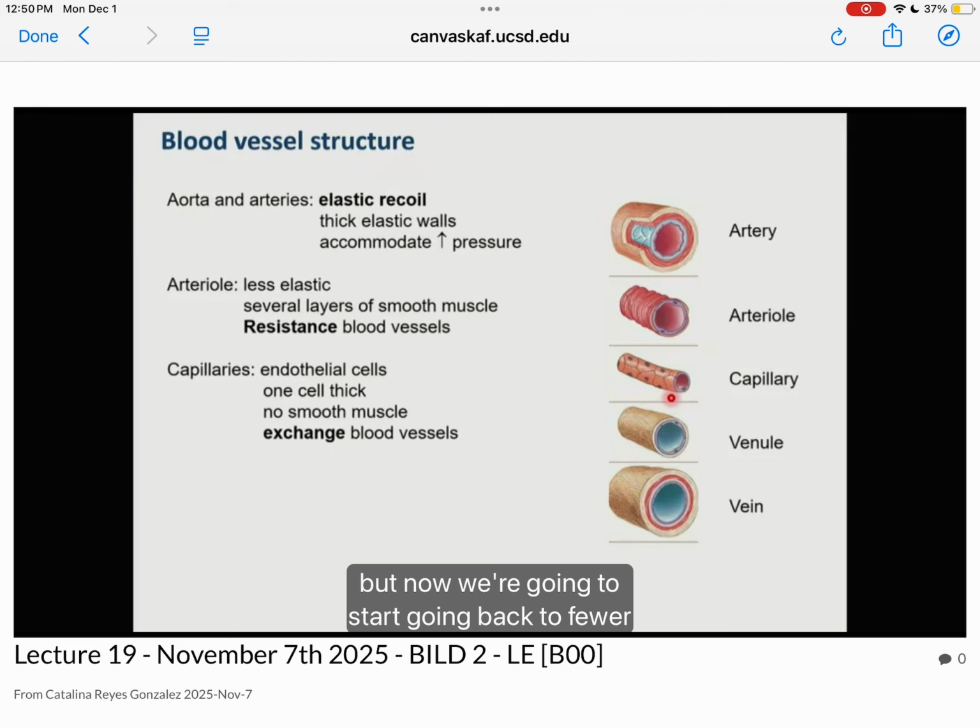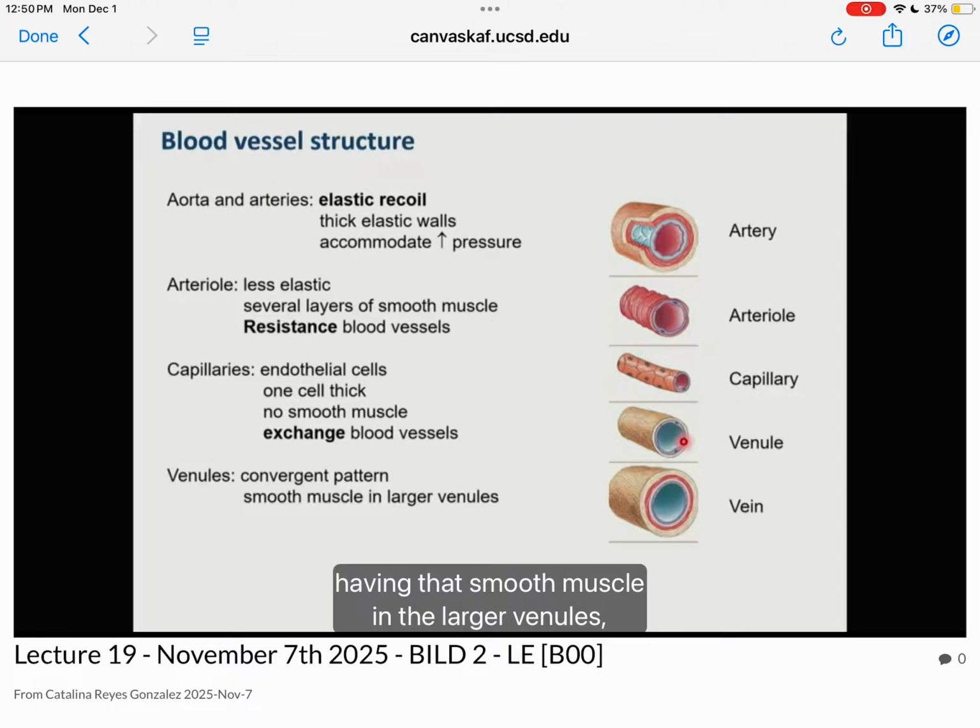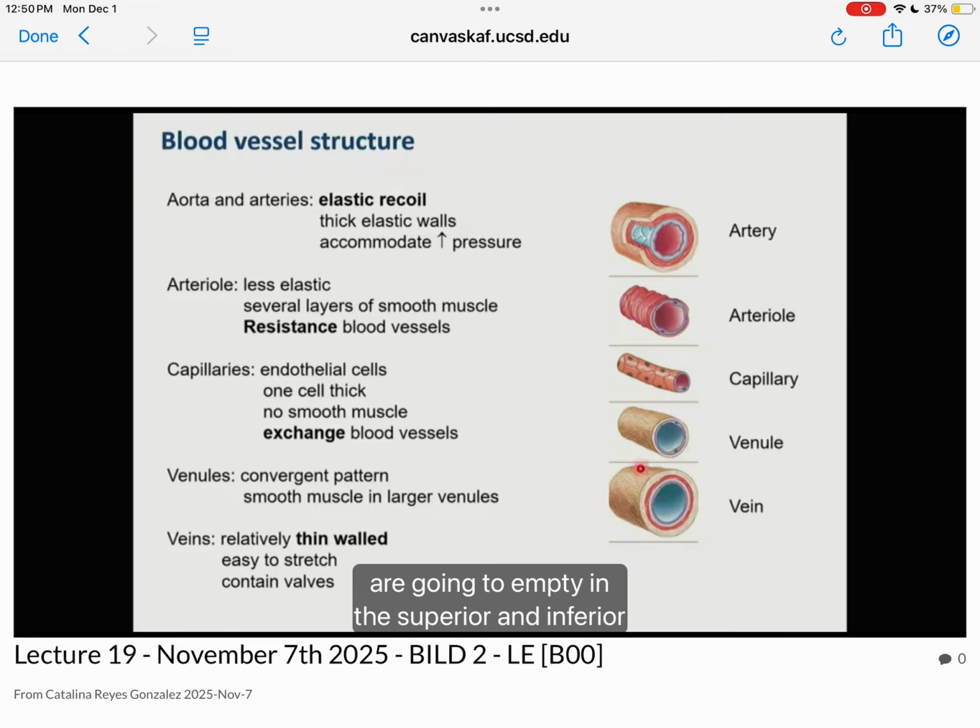But now we're going to start going back to fewer blood vessels. So we go from hundreds of thousands of capillaries to thousands of venules, which are going to start having that smooth muscle in the larger venules, and then you move to some veins, and then the veins are going to empty in the superior and inferior vena cava that send the blood to the right atrium. The veins are similar to the arteries, but the walls of the veins are thinner. And they are more superficial. The ones you see on your arms, those are going to be veins. The arteries are deeper.